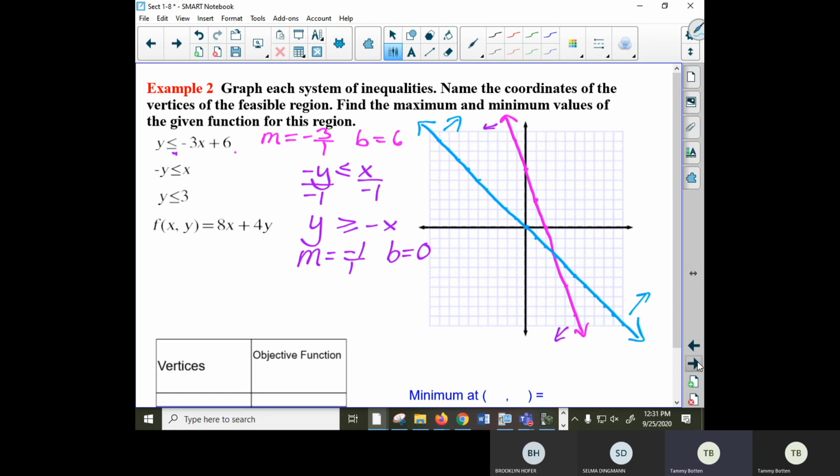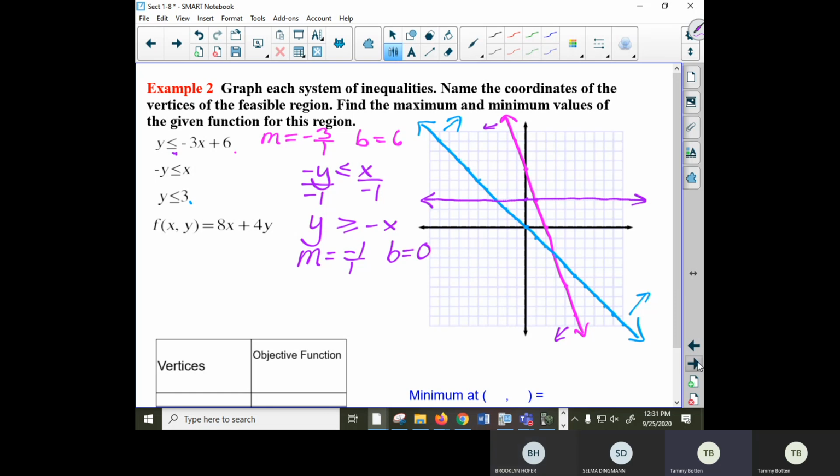Okay. Our last thing that we have to graph is y is less than or equal to 3. If it's y equals 3, do you guys remember with y equals, is it vertical or horizontal? Horizontal. So we go to where y is 3 on our y-axis, go to where y equals 3, and you're going to have a horizontal line.